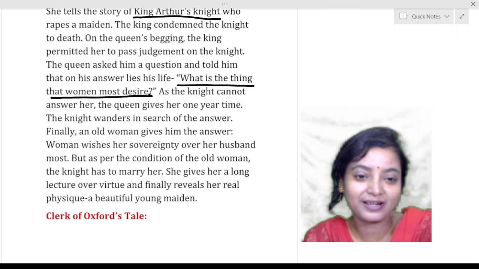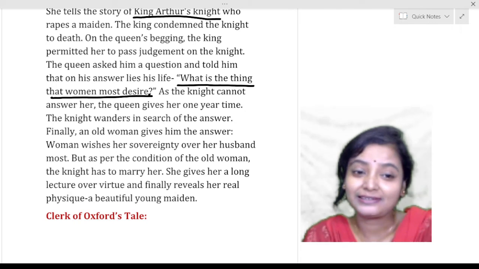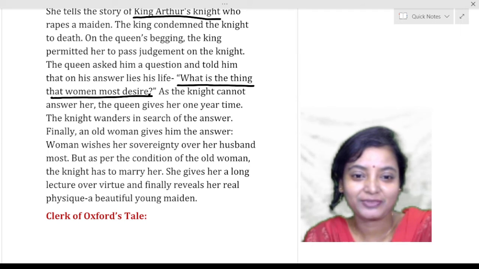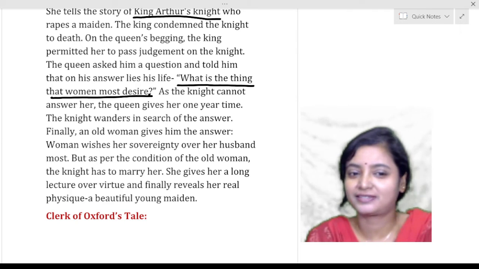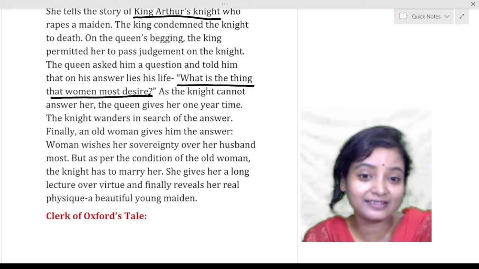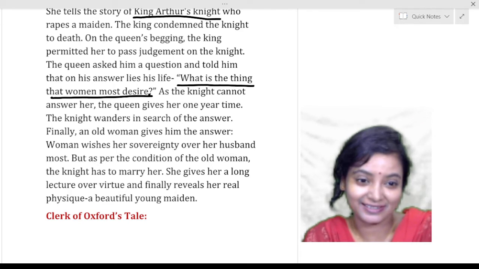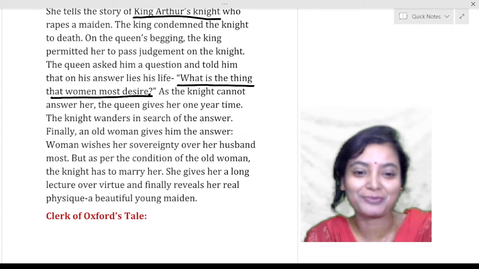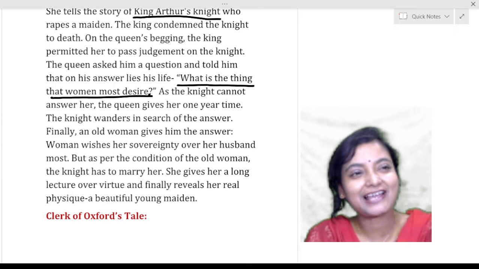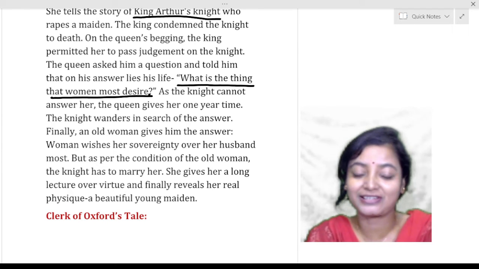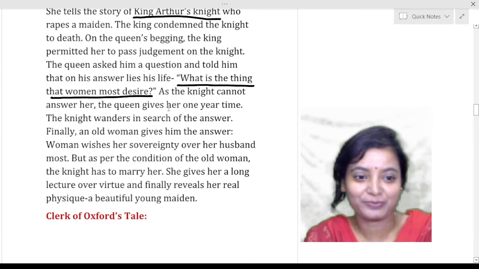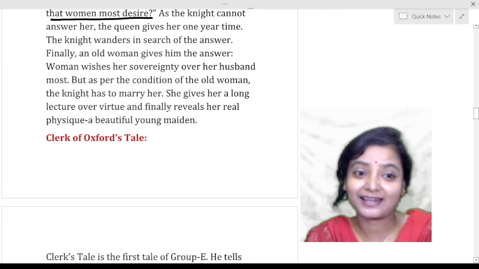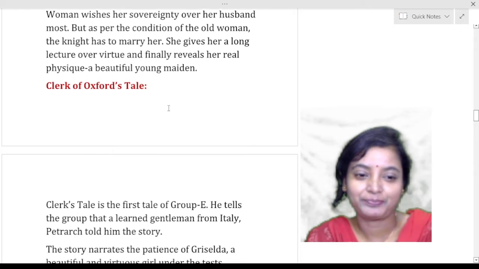But as per the condition of the old woman, the knight has to marry her. She gives him a long lecture on virtue and finally reveals her real form, a beautiful young maiden. It is like the frog story. That frog was the real king, the prince. Okay, the disguise story.